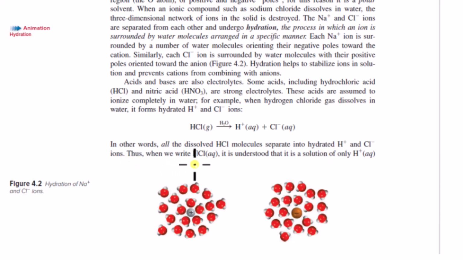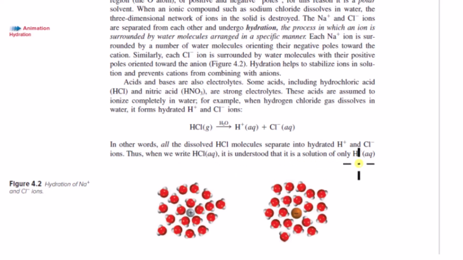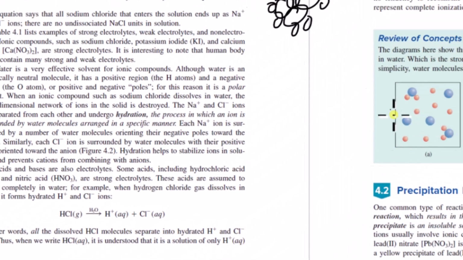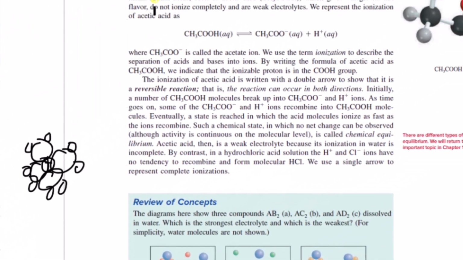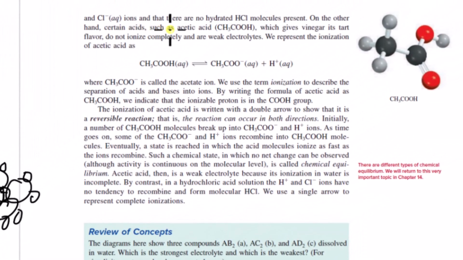Thus, when we write HCl aqueous, it is understood that it is a solution of only H plus aqueous and Cl minus aqueous ions, and that there are no hydrated HCl molecules present. Right, it's a strong electrolyte. Now, on the other hand, certain acids, such as acetic acid, which gives vinegar its tart flavor, do not ionize completely and are weak electrolytes. We represent the ionization of acetic acid as shown here.